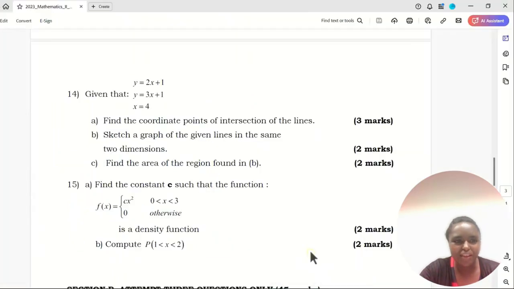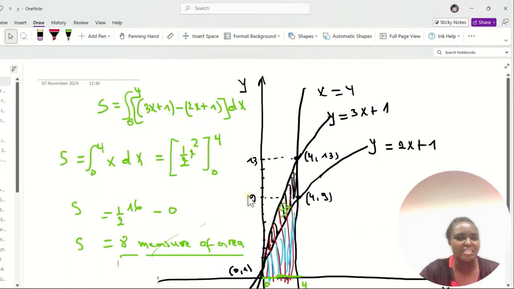The last one said: find the constant c such that the function f of x equal to c x squared when x is between 0 and 3, and 0 otherwise, is a density function, and then compute the probability that 1 is less than x less than 2. Probability density function.